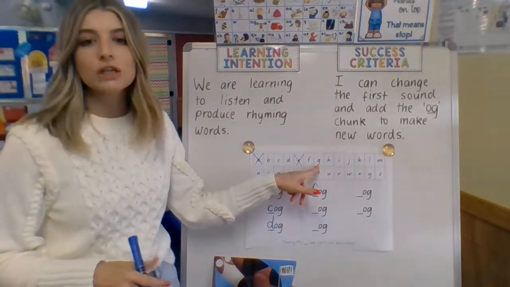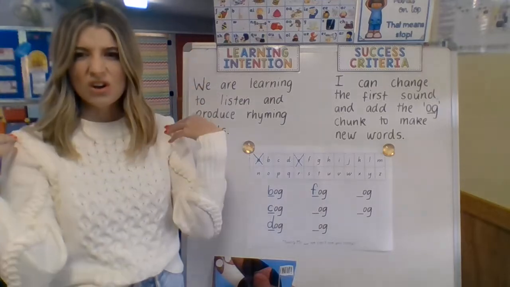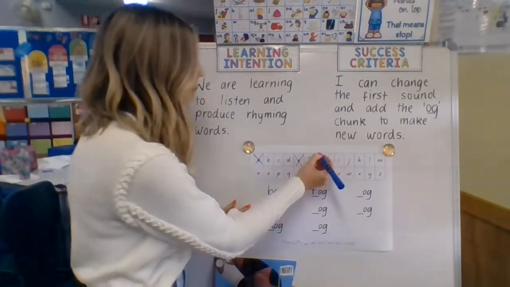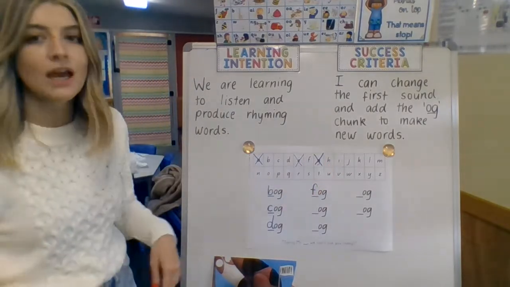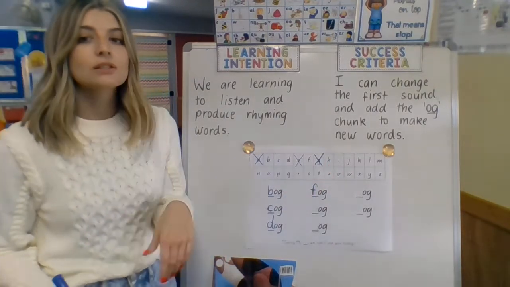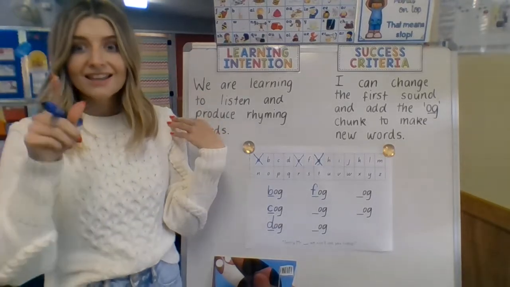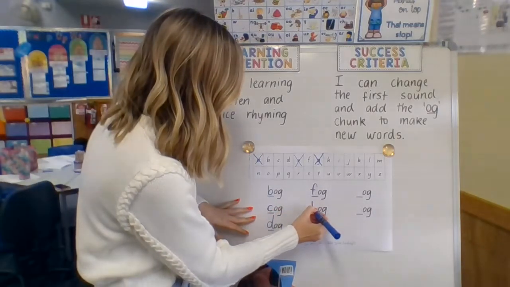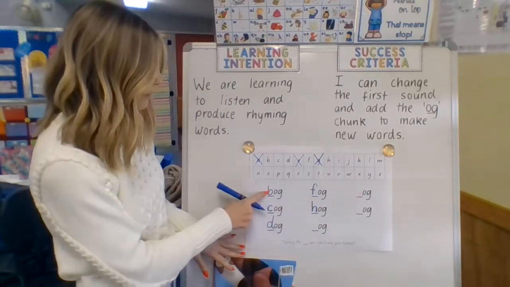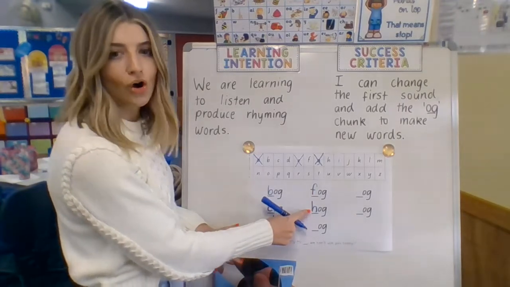Okay, let's go to G. G says g, og, gog. Not a word. Sorry, Mr. G, we can't use you today. Okay, let's go to H. H says h. So let's put it together. H, og, hog. Yes, we know hog is like a pig. That's a rhyming word, so we can put that here. Hog. Bog, cog, dog, fog, hog.